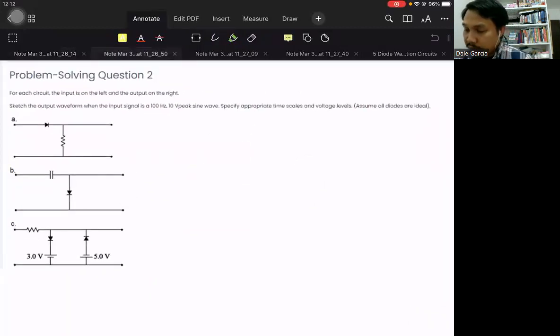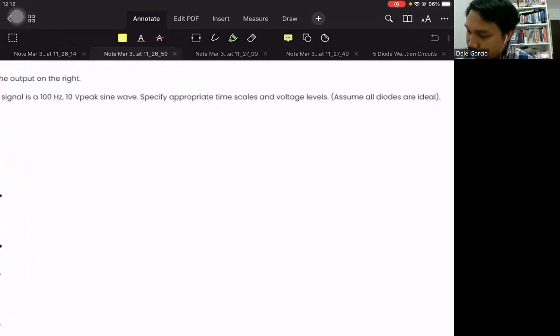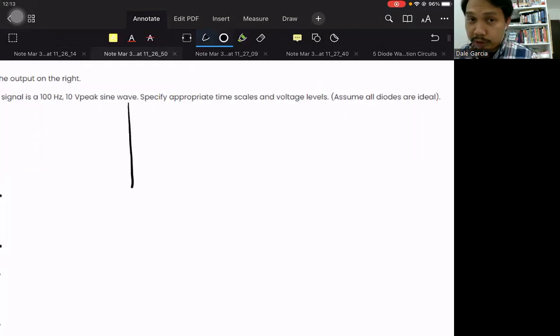For each circuit, the input is on the left and the output is on the right. Sketch the output waveform, and the input signal is a 100 hertz, 10 volts peak sine wave. Specify appropriate time scale and voltage level. So before na ni i-answer, kung sa i-draw ang input signal, if nag-draw mo o input signal daan, that would be good. If yun na lang i-imagine ang input, then dito mo answer sa output, okay na siya, walay problema.